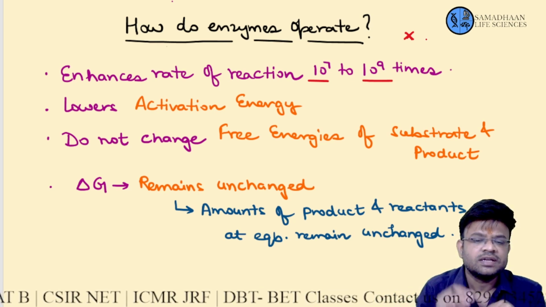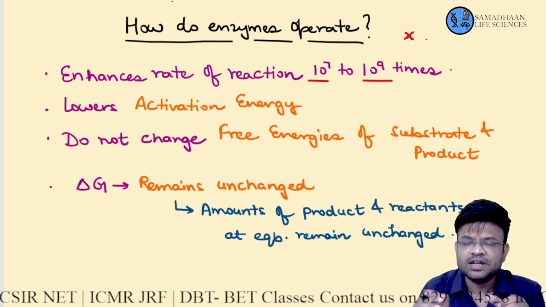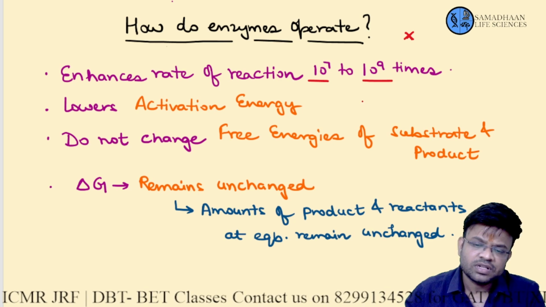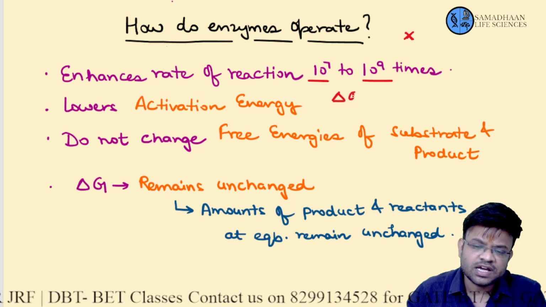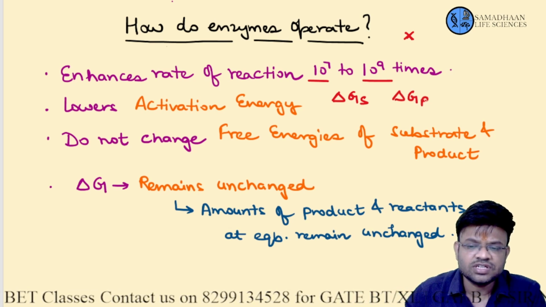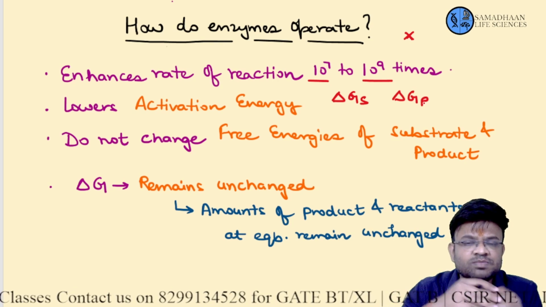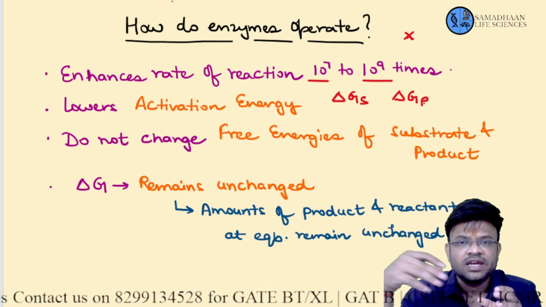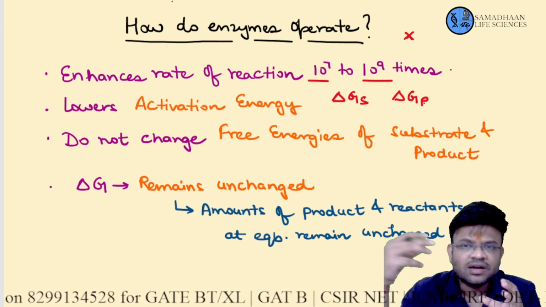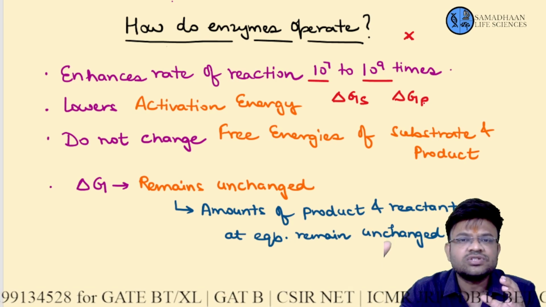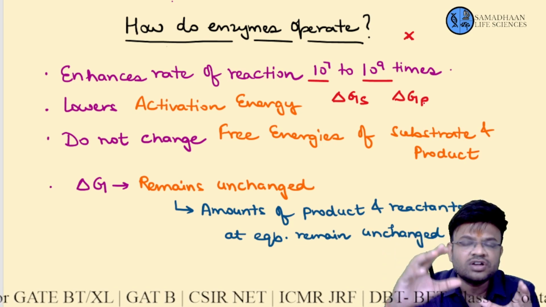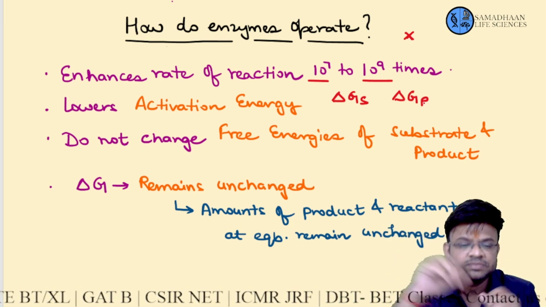The next important thing is that it does not change the free energies of substrate and product. What do I mean by that? For example, the free energy of the substrate is delta G substrate, delta Gs, and the free energy of the product is delta Gp. These were the free energies before we were using any enzyme. That means it was the free energy of an uncatalyzed reaction. But now, when you are using the enzyme for the catalysis, the delta G of the substrate or delta G of the product will not be modified or changed.